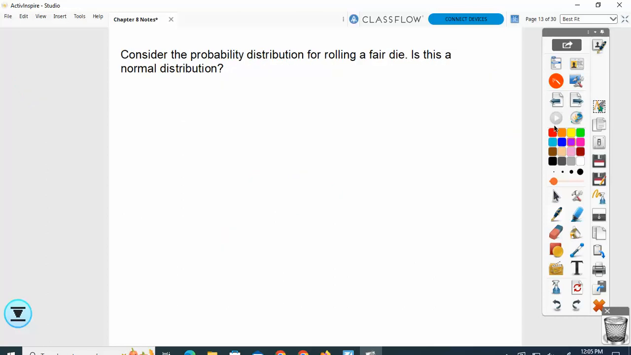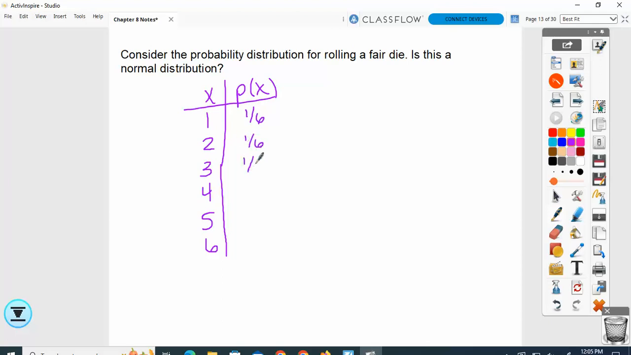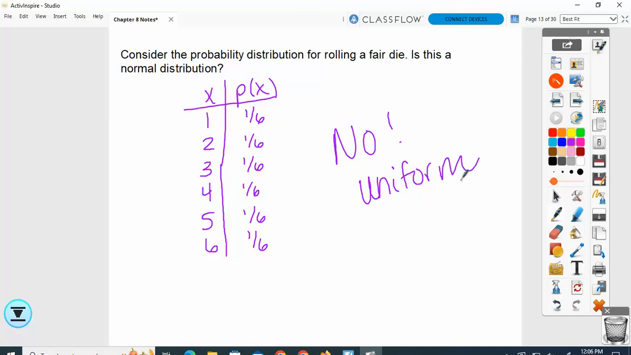So let me ask this question. If I looked at the probability distribution for rolling a die, we know that your possible outcomes when you roll could be a 1, 2, 3, 4, 5, 6. What is the probability of each of those? 1/6. Is that normally distributed? No. Normally distributed, remember, means it's a bell shape when you graph it. This would be uniform because everything has the same probability. So if it's not normally distributed, I can't use the normal distribution to estimate probabilities.